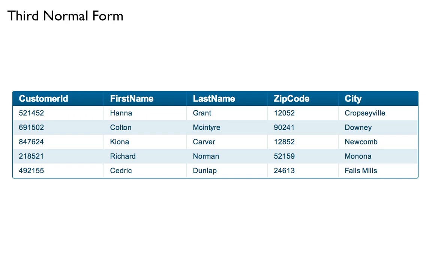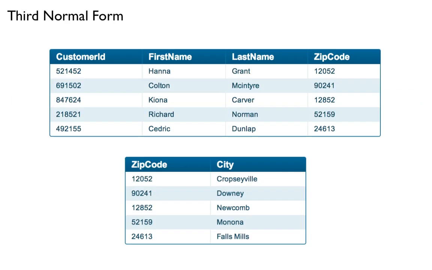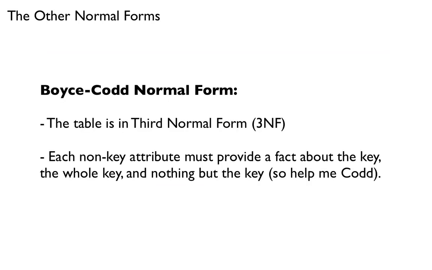We want to make sure there are no dependencies in those non-key attributes. First name, last name, and zip code are all dependent on customer ID, which is fine. However, city is dependent on the zip code. If we have the zip code, we can store the city in a separate table, called postal codes, and now our table is in third normal form. Not so hard, is it?